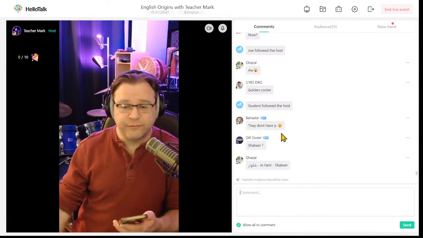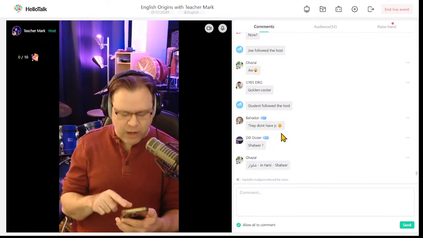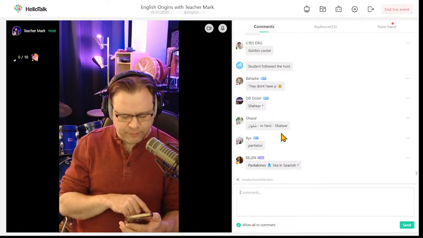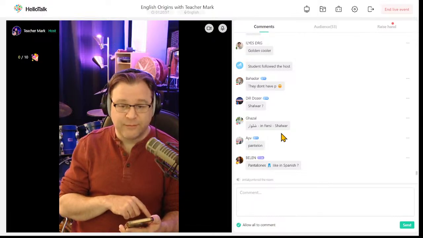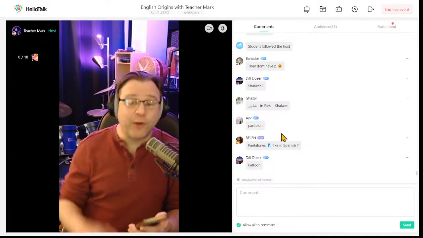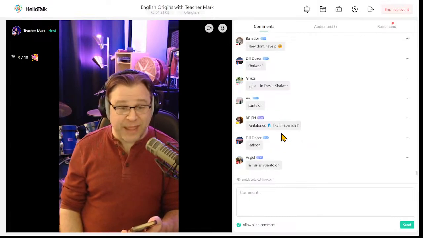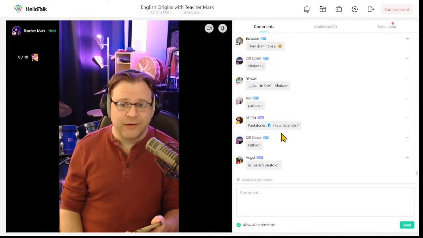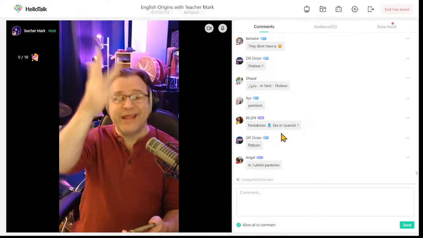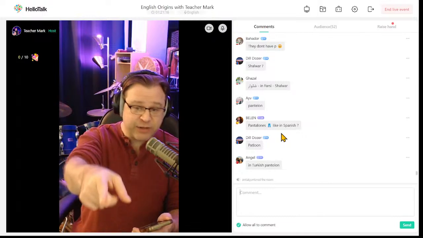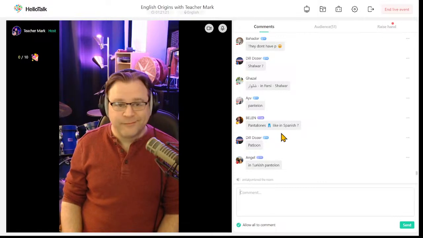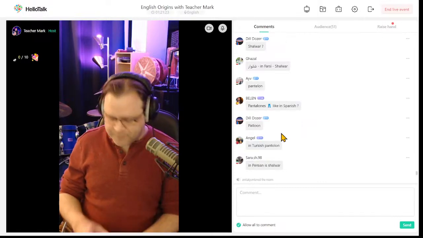The word, no, not that one, not shalwar. What about the word bantalon? Bantalon. There we go. And how do you say pants in Spanish? Pantalones. And how do you say pants in English? Pants. Right? So we have Arabic pantalon, Spanish pantalones, English pants. And look, Turkish pantalon. That's etymology. Okay?